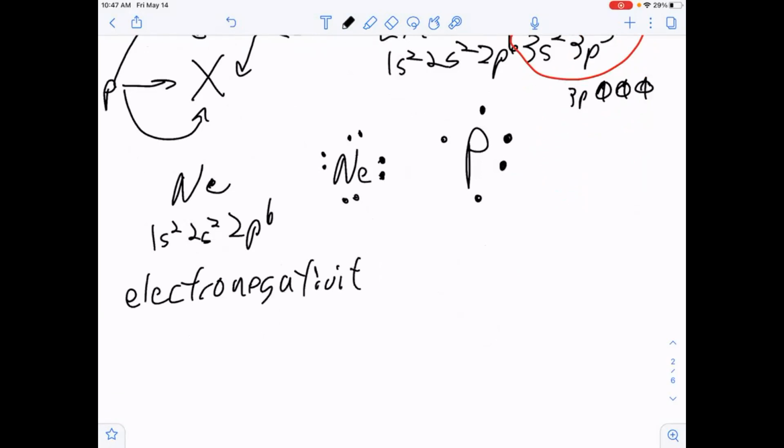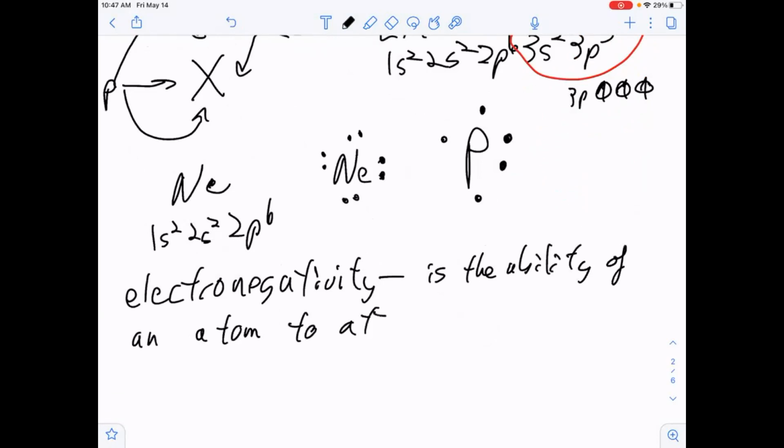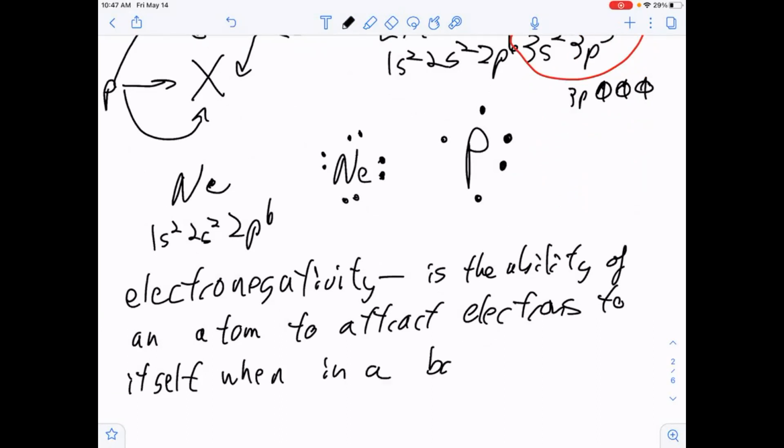Electronegativity is the ability of an atom to attract electrons to itself when in a bond. Kind of think of it as rating the attractiveness of elements. So some elements are more attractive than others. They can steal or borrow electrons better than others.